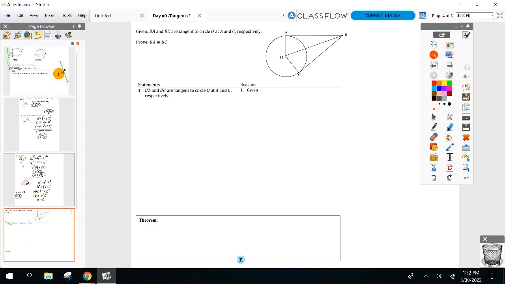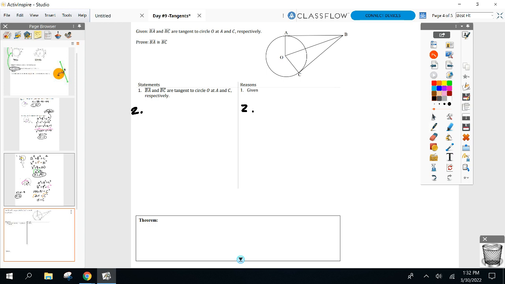Prove to me BA and BC are congruent. And you know those are tangents as well. All right, let's go. I know I say this every time, but we can't prove BA congruent to BC until triangles are congruent, correct. So we can say CPCTC.